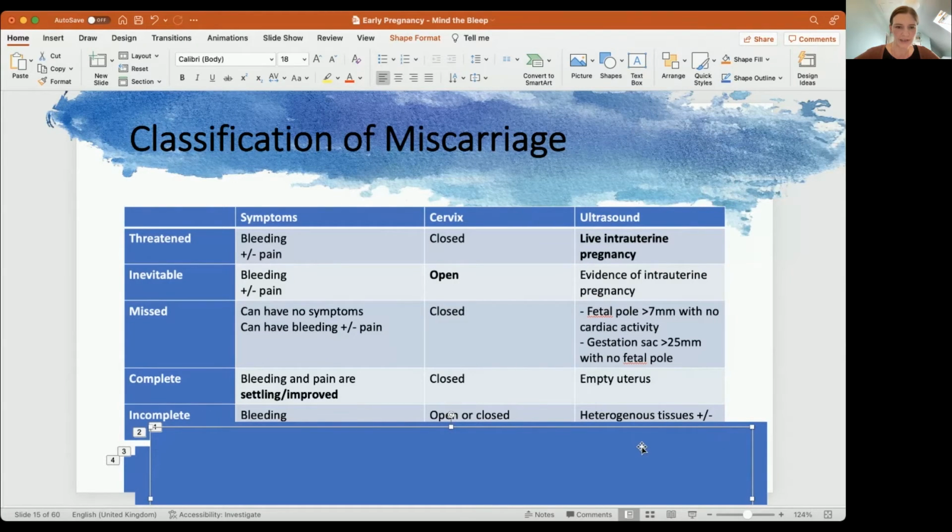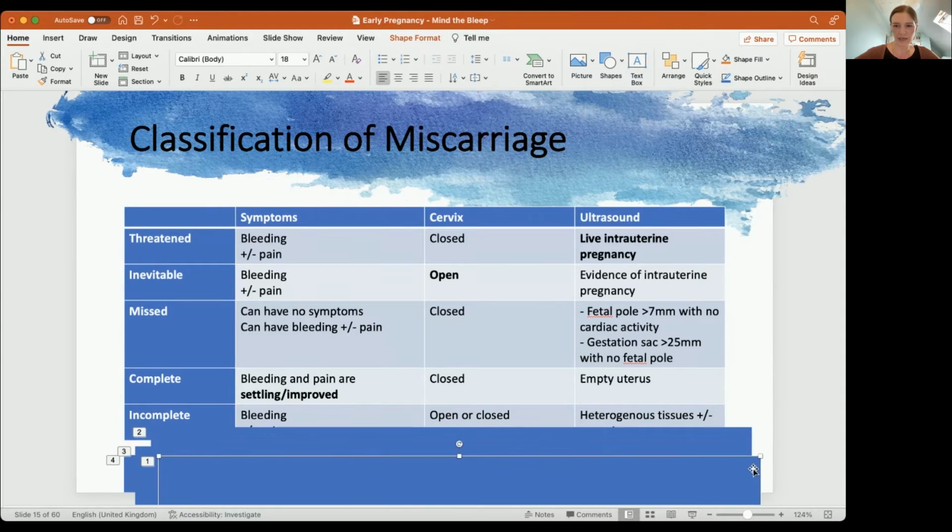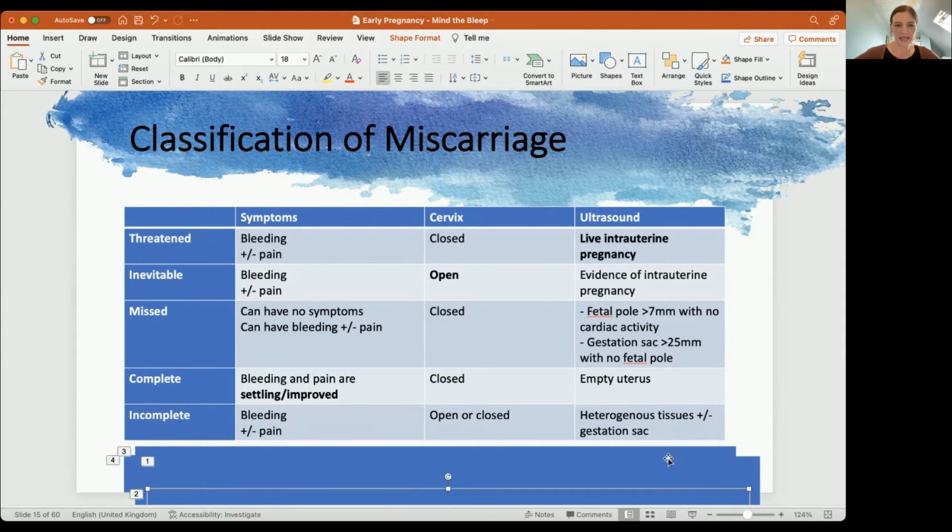A complete miscarriage is if the pain and bleeding have settled or improved, the cervix will be closed at this point, and if you did a scan, there'd be nothing there. And an incomplete miscarriage is bleeding and pain, the cervix could be open or closed, and if you did an ultrasound, there would still be some pregnancy tissue there, but not all of it has passed just yet.